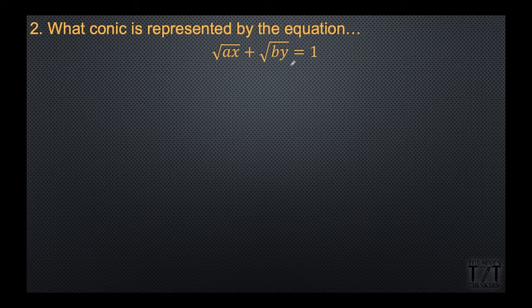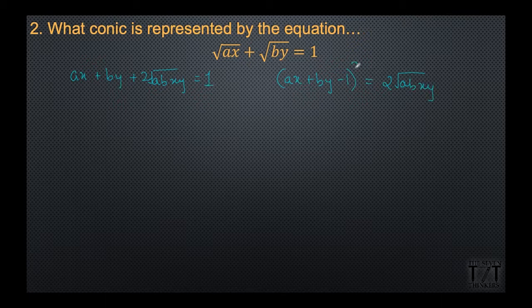So how do we proceed? First of all, we're going to square both sides. By squaring both sides, we get ax plus by plus 2 root abxy is equal to 1. Now to eliminate the root, we take 1 over here and 2 root abxy over here. That would be ax plus by minus 1, which will be equal to 2 times root abxy.